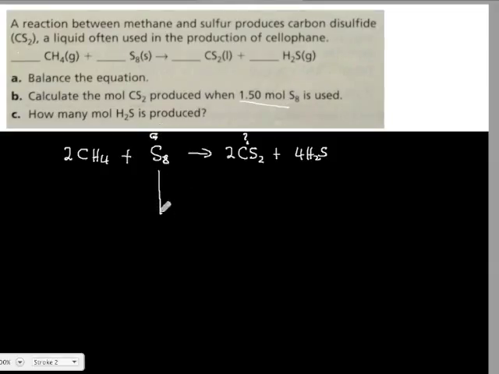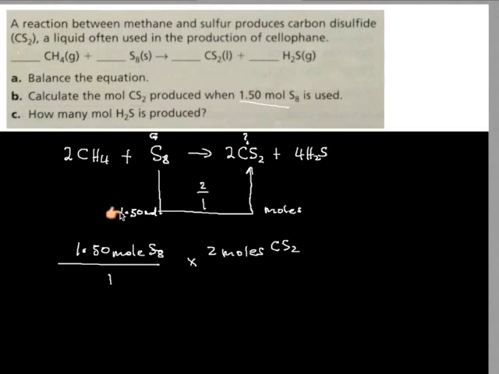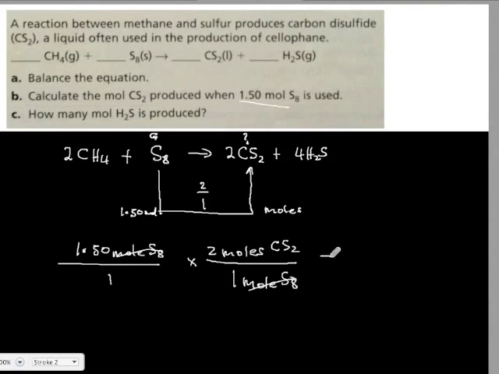And let's create a rectangle. We're given moles, so 1.5 goes here. And we need moles of CS2. So we start out with 1.5 moles of S8 multiplied by 2 moles of CS2 over 1 mole of sulfur, and you can see they cancel out, and your final answer will be 3 moles.